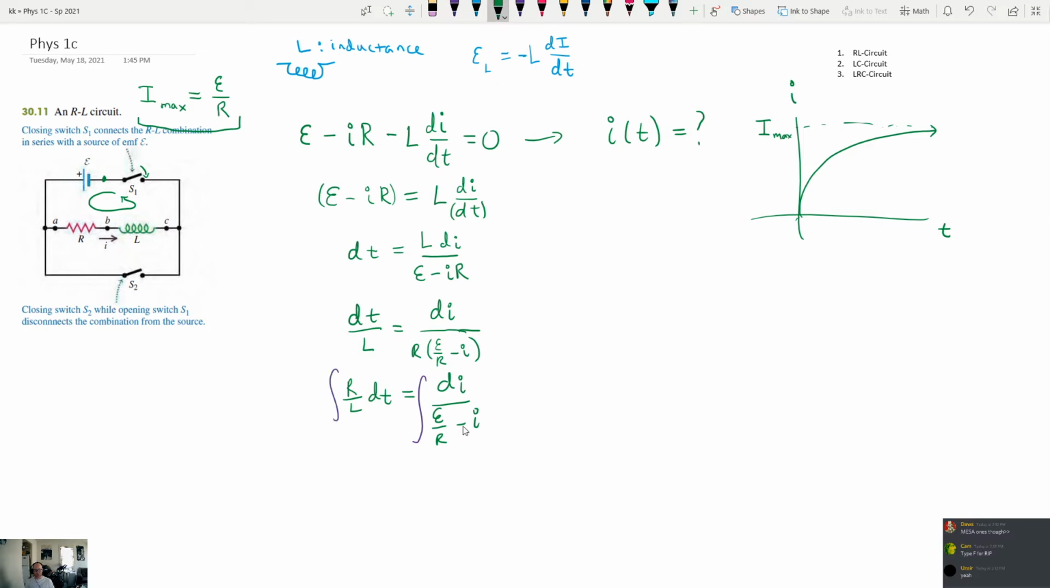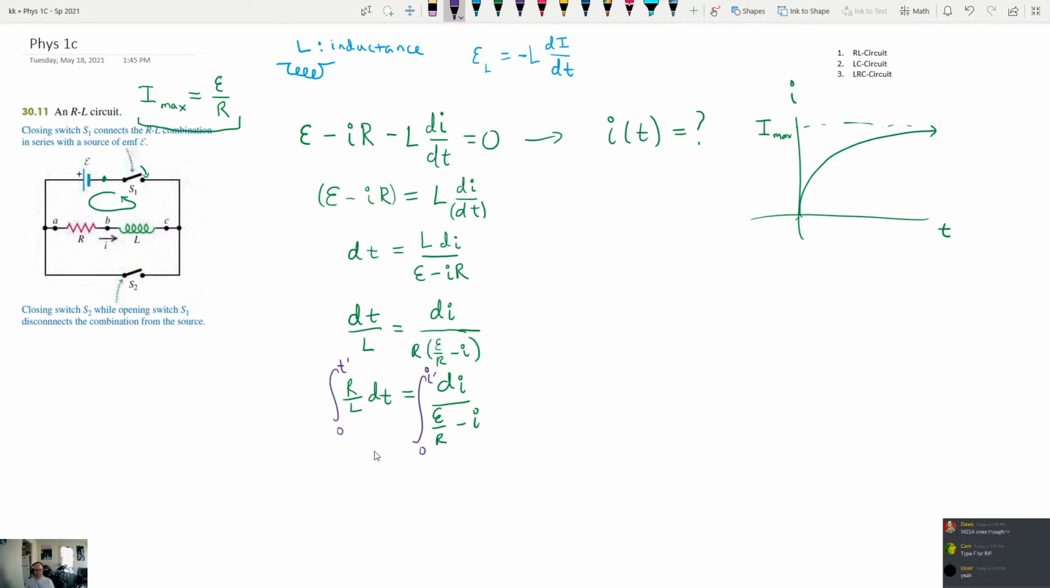And what we'll get, let's see, we should put some limits on here too. Since the switch was open at t equal to 0, at time equal to 0 the current is going to be 0. We're going to integrate from 0 up to the current at some moment in time, which we'll call I prime. On the left-hand side, we'll integrate from 0 up to some moment in time that we'll call t prime. So I prime and t prime are just arbitrary values of the current at some point in the future, and I prime occurs at t prime.